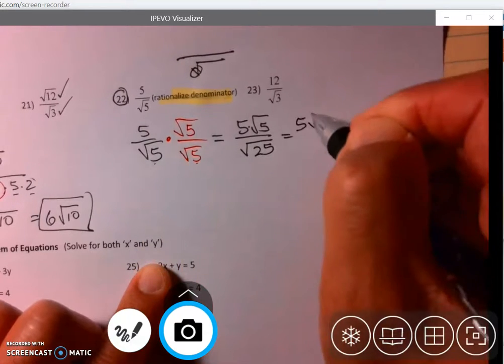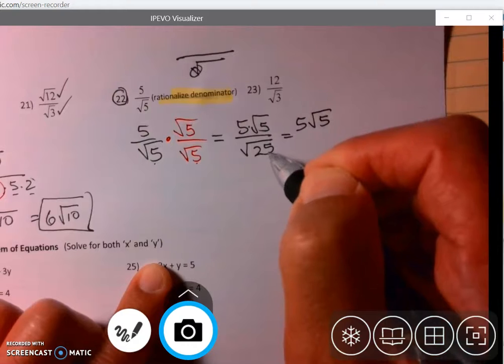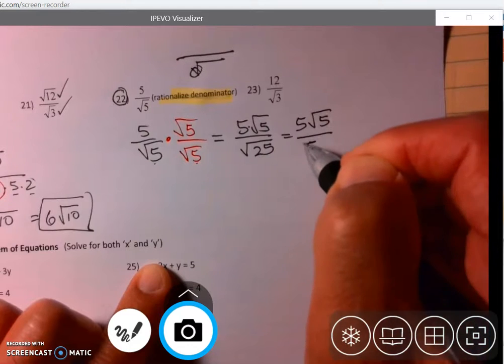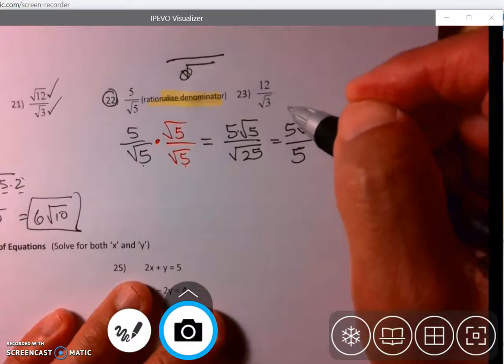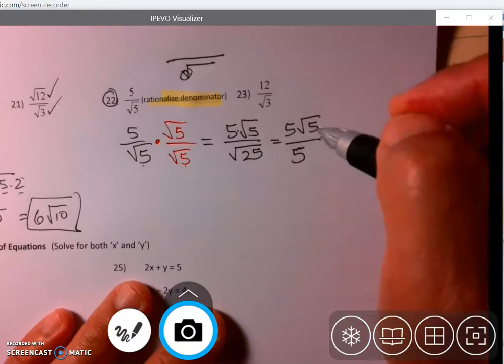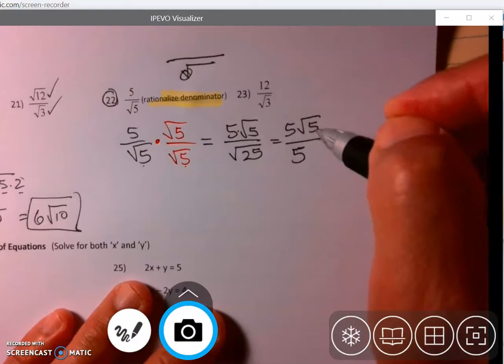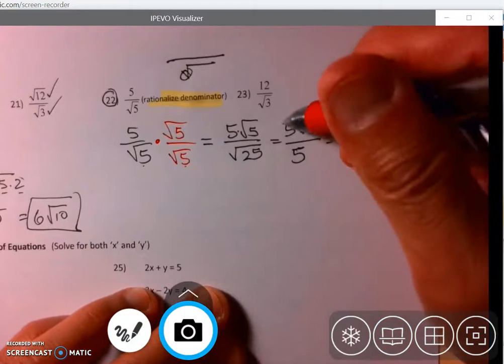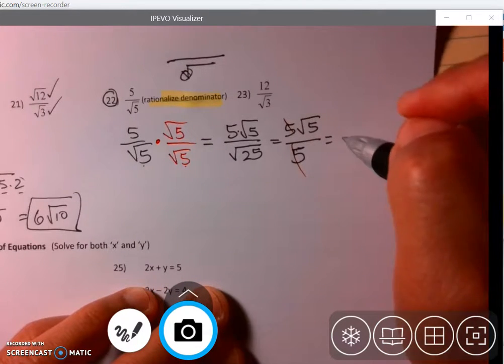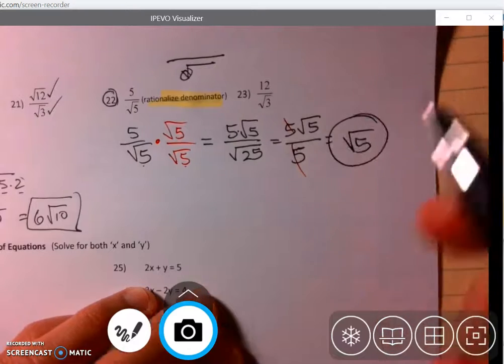The square root of 25 is a perfect square. What number times itself is 25? It is the regular number 5. Now this 5 is going to cancel out with the other regular number. Don't cancel it out with this. This really is not a 5. If we go to a calculator, the square root of 5 is like 2 point something. But you can cancel that out, and this is the answer for 22.